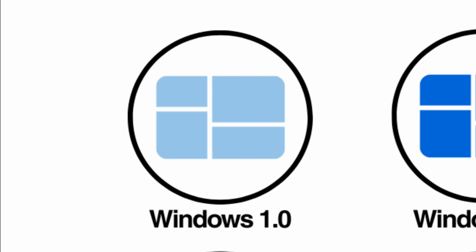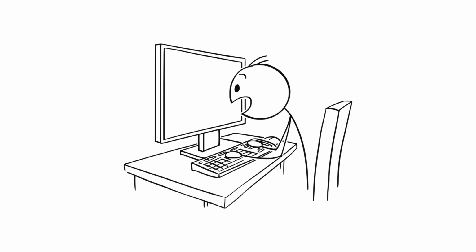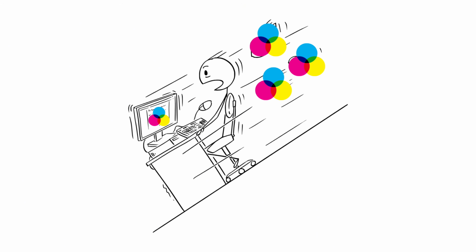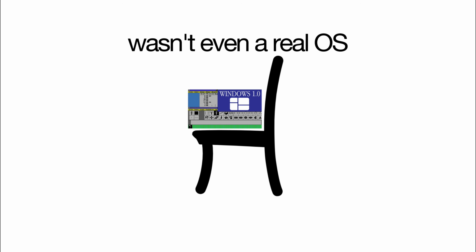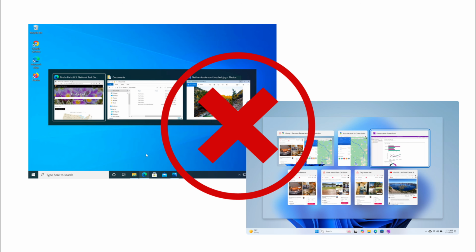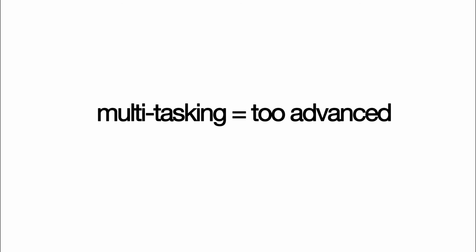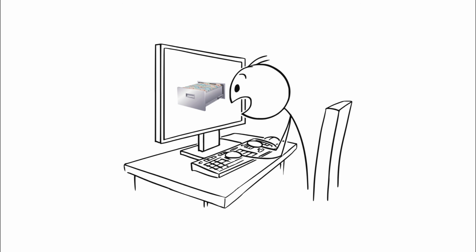Windows 1.0 was Microsoft's first attempt at a graphical user interface, and honestly, it looked like someone discovered colors for the first time and got way too excited. It wasn't even a real operating system, just a pretty face sitting on top of MSDOS, like makeup on a robot. You couldn't overlap windows because apparently multitasking was too advanced for 1985. Everything had to be tiled side by side, which meant your screen looked like a very organized filing cabinet.